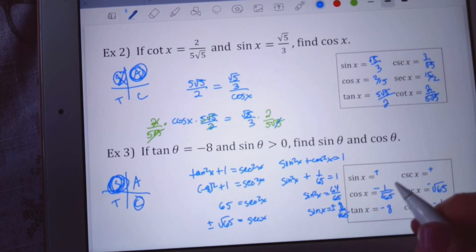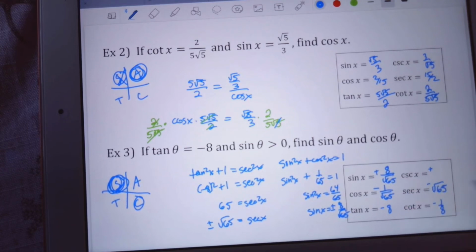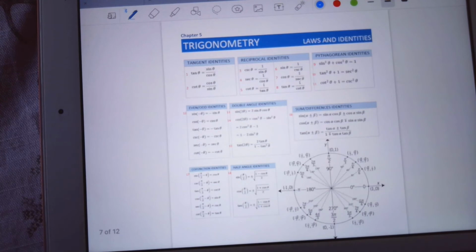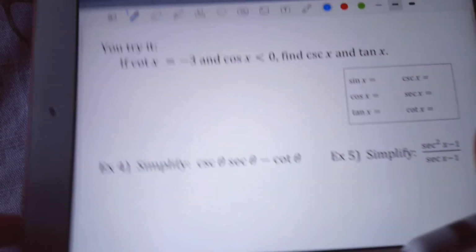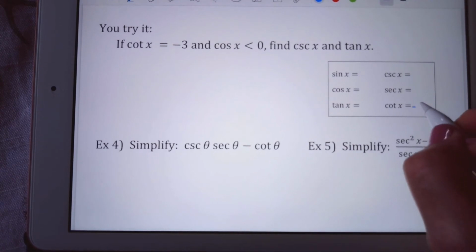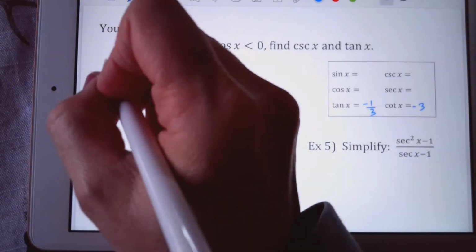So my sine is plus or minus, the square root of that would be 8 over radical 65. All right, and so it's positive. So I get 8 over radical 65. Of course, you could rationalize that. And here I get radical 65 over 8. Okay, so next one for you to try. We'll just do this real quick. Cotangent's -3, which means my tangent is -1/3. Cosine is less than 0.